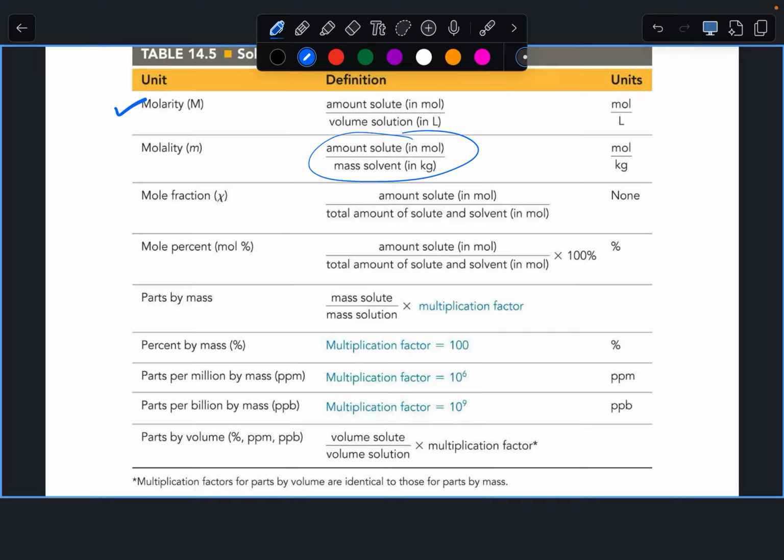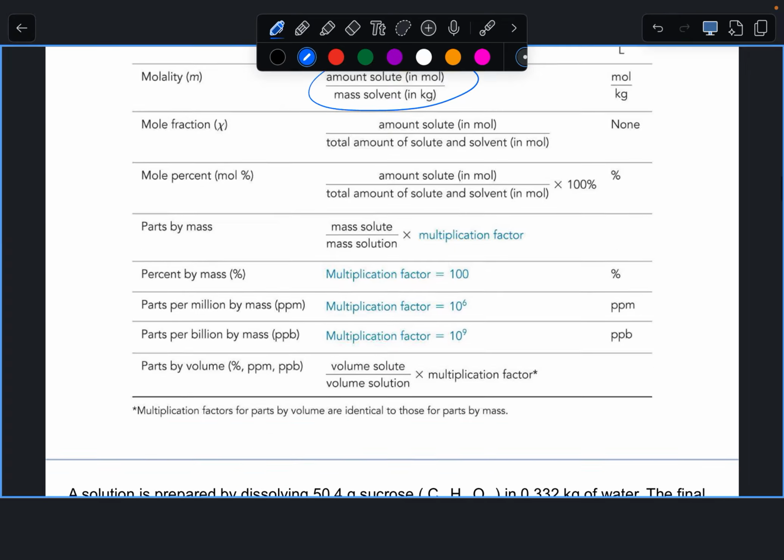Volume of solution, because density changes with temperature, the molarity will actually change slightly with temperature changes. So it's not useful in a lot of instances because of that, okay?